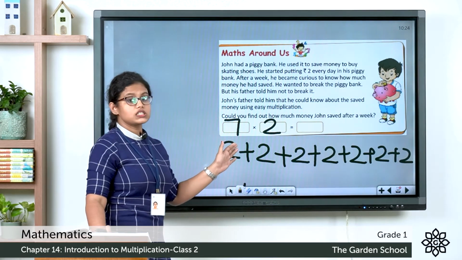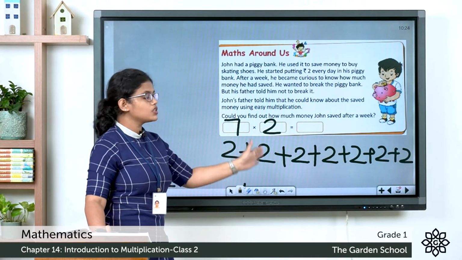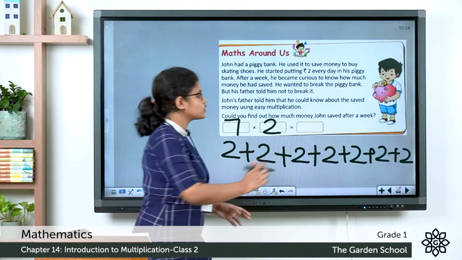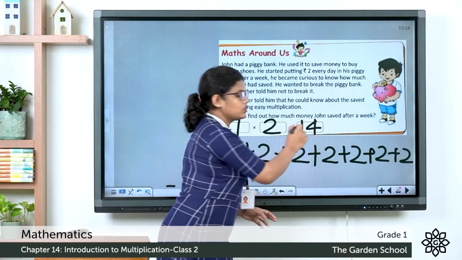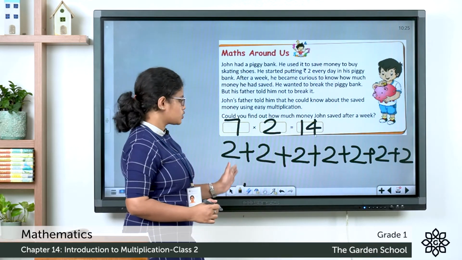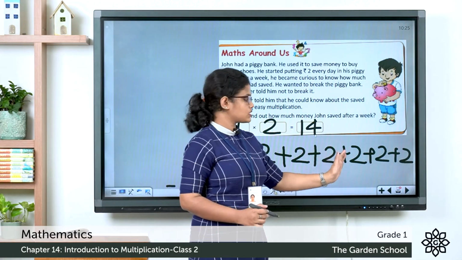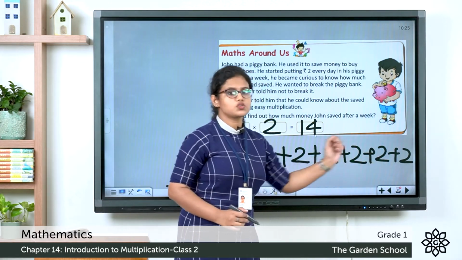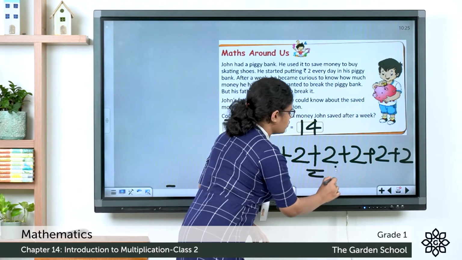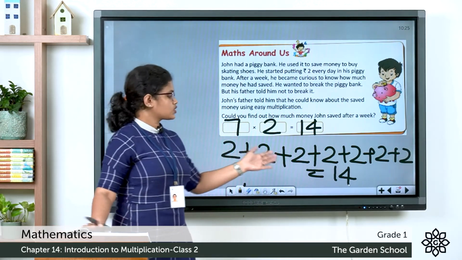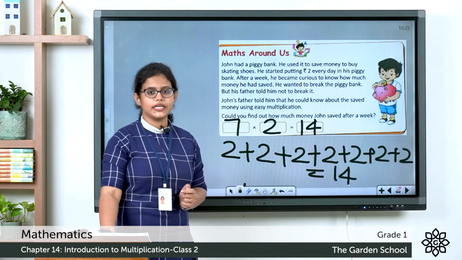So, we can write it as 7 times 2. 7 into 2 is equal to 14, which is the same as 2 plus 2 plus 2 plus 2 plus 2 plus 2 plus 2 equal 14. So, he has 14 rupees in his piggy bank.